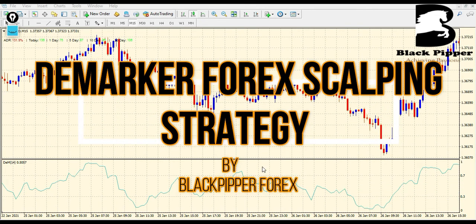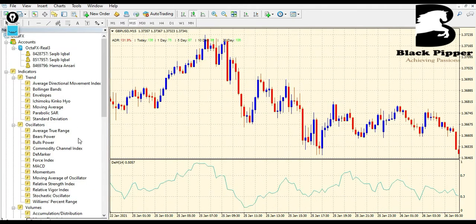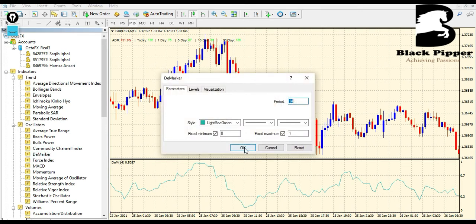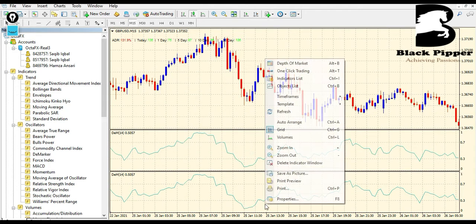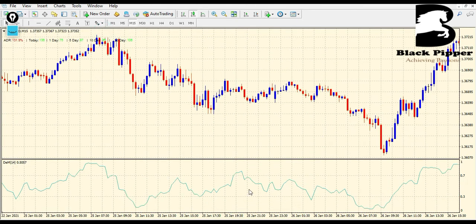Today we are going to discuss a very simple scalping strategy in Forex trading. This is based on a DeMarker indicator that is by default present in your MT4 trading platform. Simply go to your navigation panel and in the oscillator section you can see the DeMarker indicator. You can run it on your default settings. No need to change anything. So let's get started.